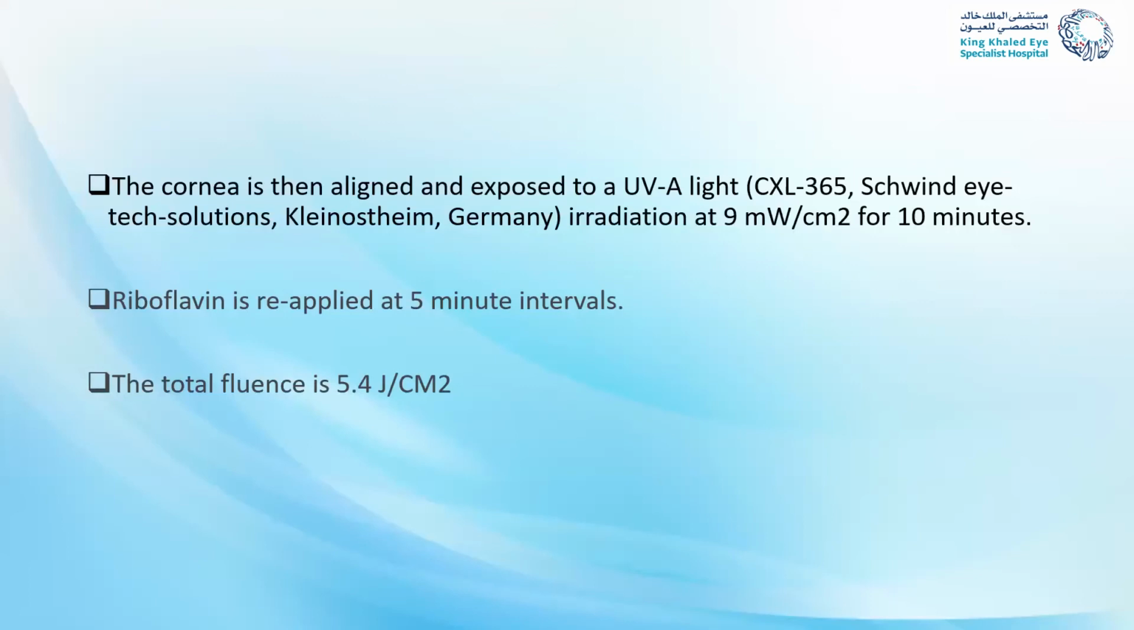And then you just align the cornea and you expose it to the UVA light. If you're using the Schwind machine, it gives you a wavelength of 365 nanometers. And the irradiation in the standard accelerated protocol is 9 milliwatt per centimeter square for 10 minutes. Of course, we are talking about continuous, not pulsed technique. So this is a continuous 10 minute treatment. And again, you can apply the riboflavin every 5 minutes. The total fluence is 5.4 joule per centimeter square. So the standard accelerated and the standard conventional or Dresden protocol both have the same total fluence. The difference is in the irradiation.